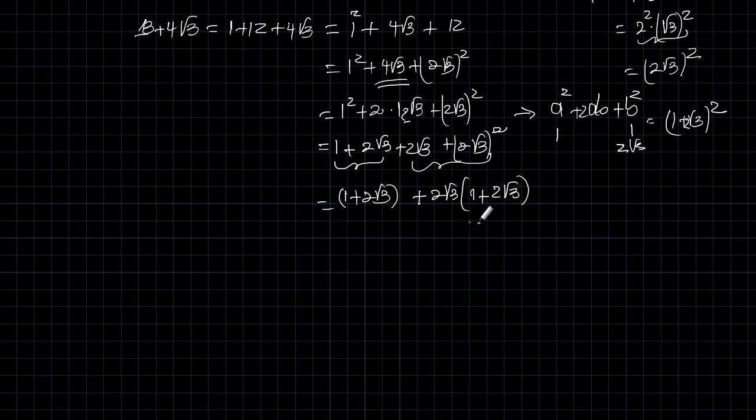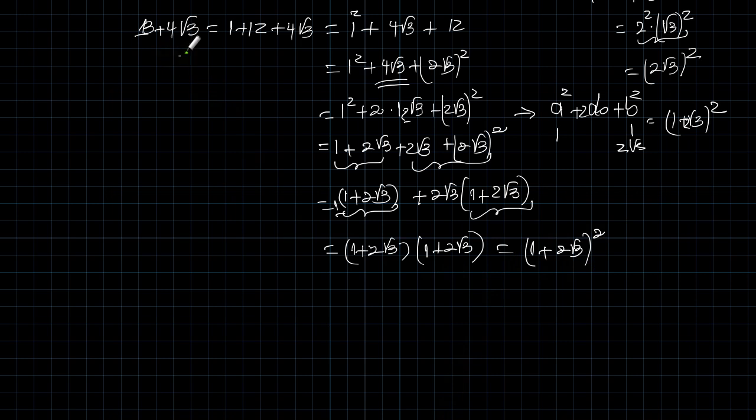So now you can see that this and this are the same, so we're going to put this in evidence, and then we're going to have 1 because we're left here with 1 plus, and we're left here with 2 square root of 3. These terms are the same. We keep the base, and this is going to be 1 plus 2 square root of 3 to the power 2.